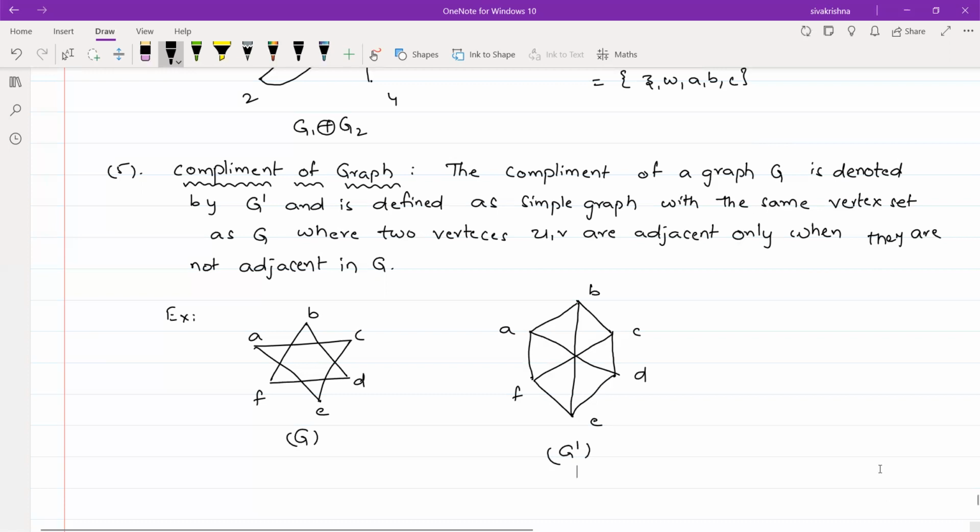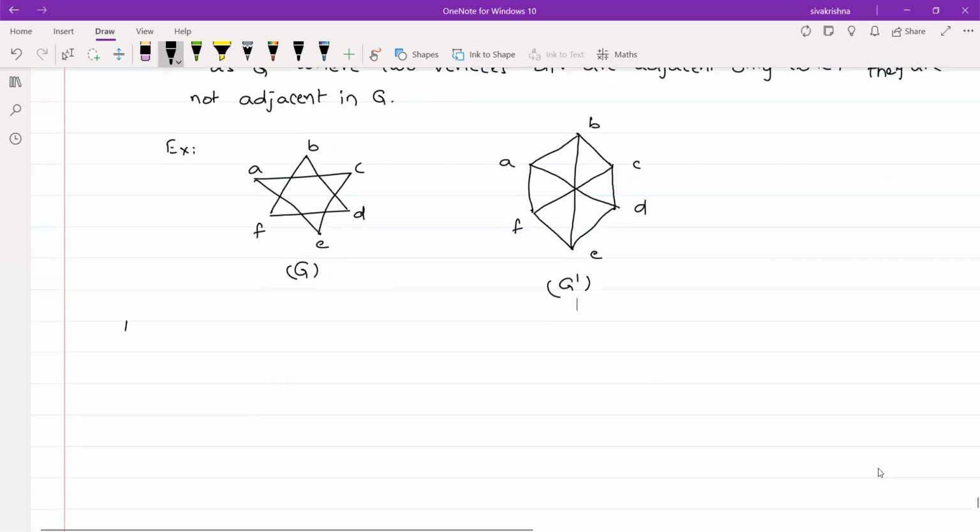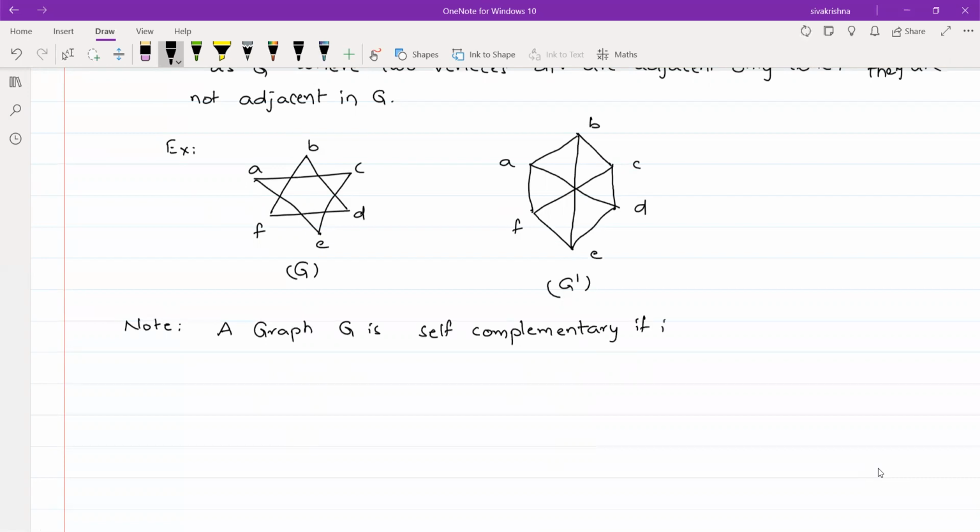One note point, we have to write one note. A graph G is self-complementary if it is isomorphic to its complement.